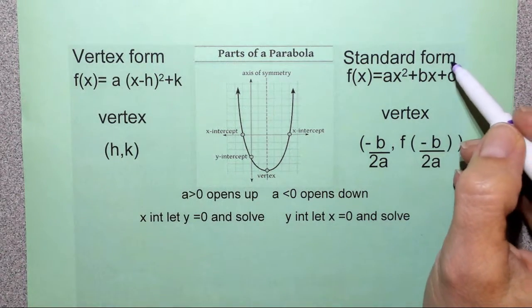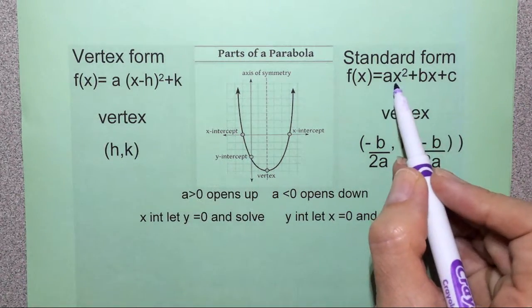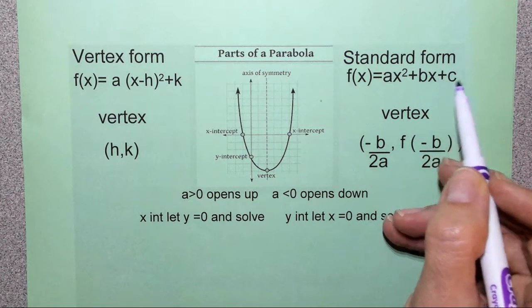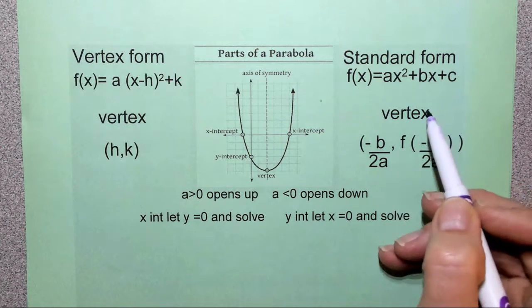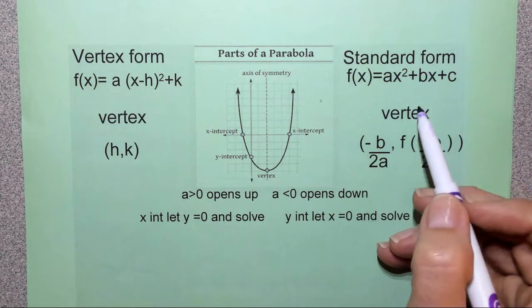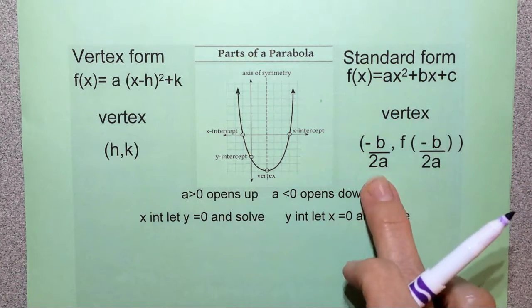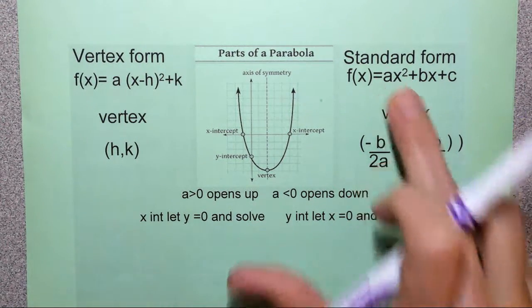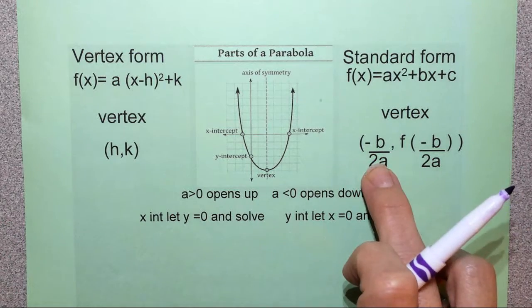For standard form of an equation, the ax squared comes first, your b term is the middle term, and it's always going to have the x, and then your c is your constant. To find the vertex when something's in standard form, you're going to use this formula. You're going to take the opposite of the b and divide it by 2 times the a, and that's going to give you your x coordinate.